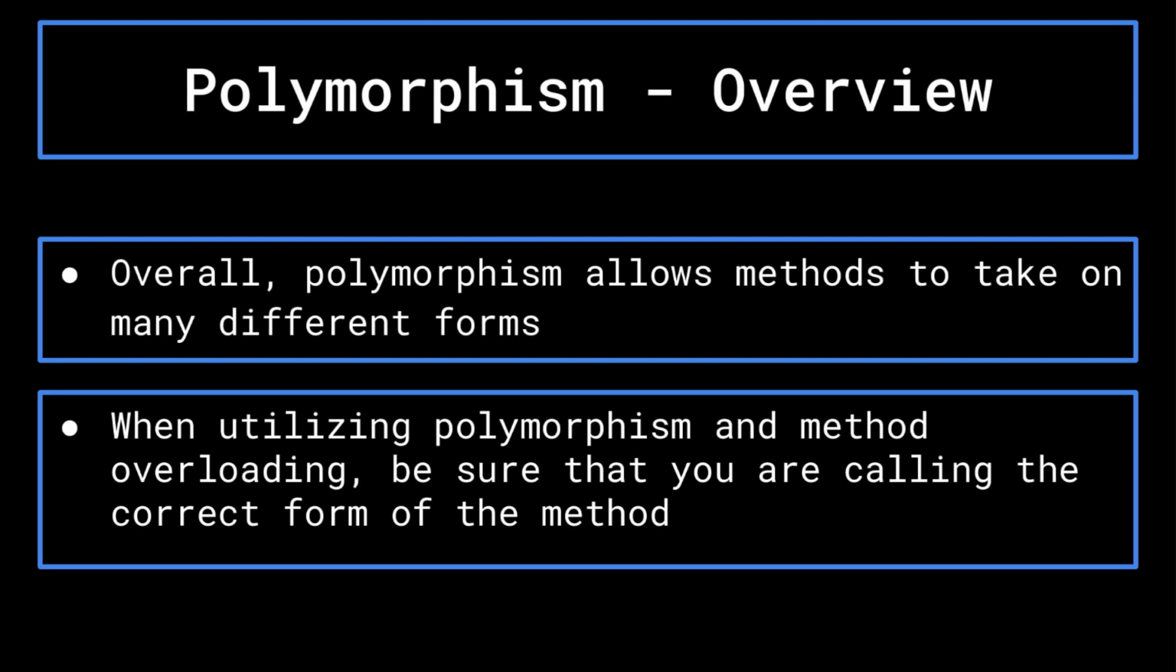That does it for polymorphism. And with the end of polymorphism, the final of the 4 main principles, comes the end of this video on an introduction to object-oriented programming.